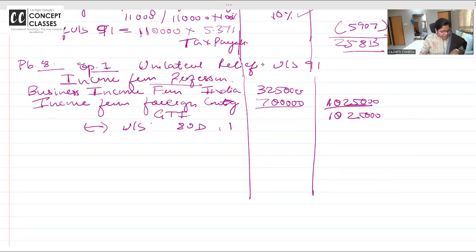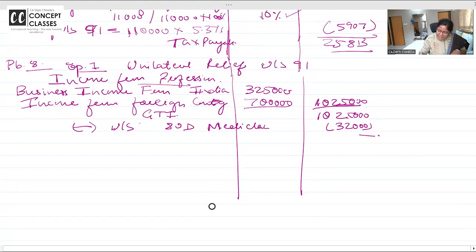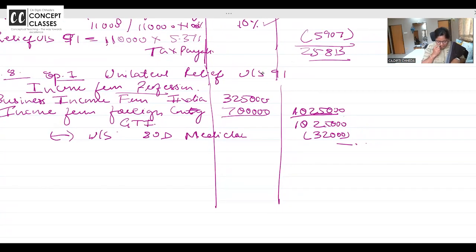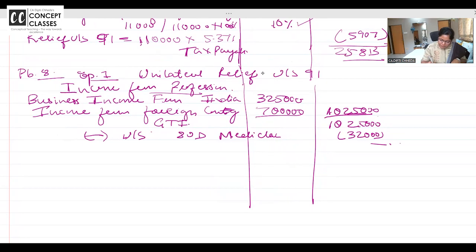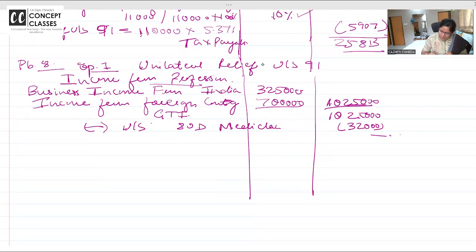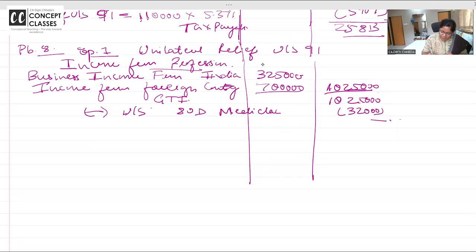How much mediclaim she has paid? 32,000 is the mediclaim. So what is the TI or the total income? 10 lakh 25,000 minus 32,000.